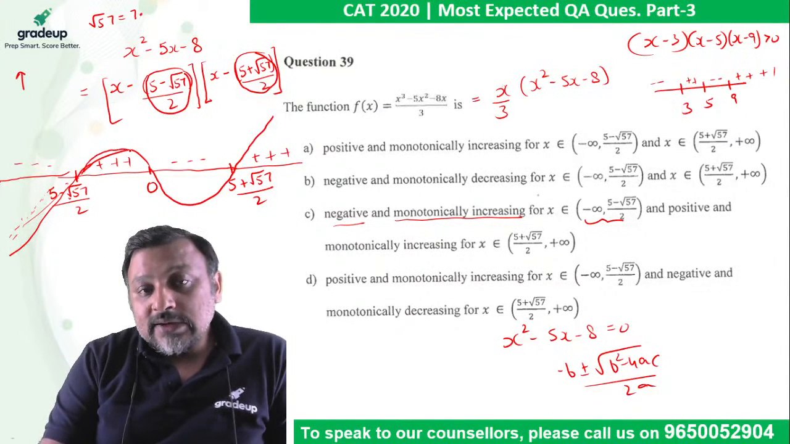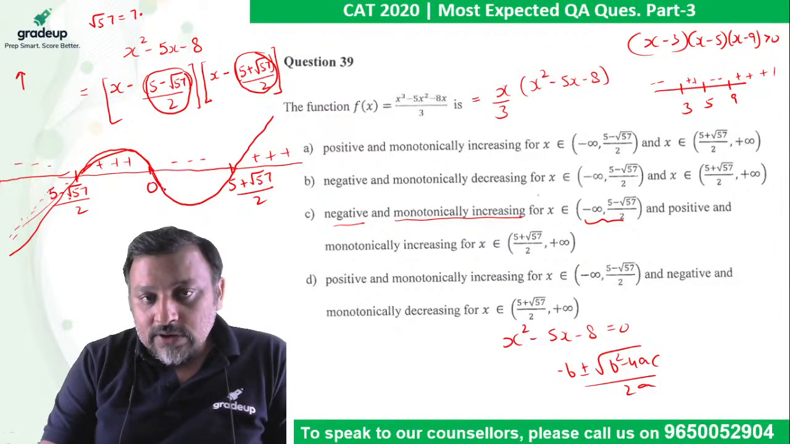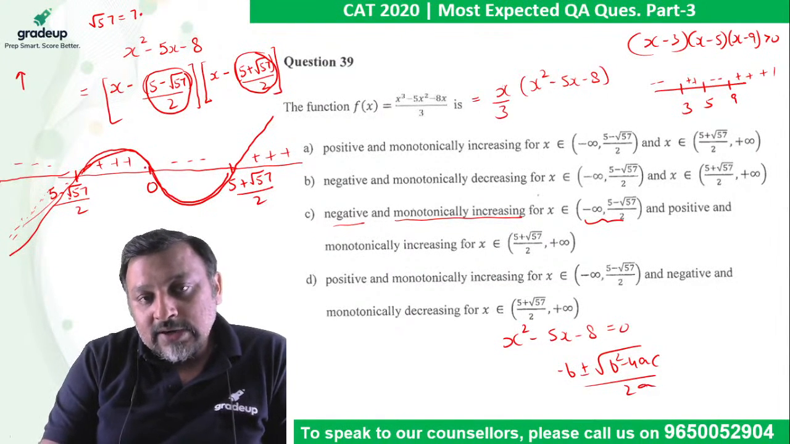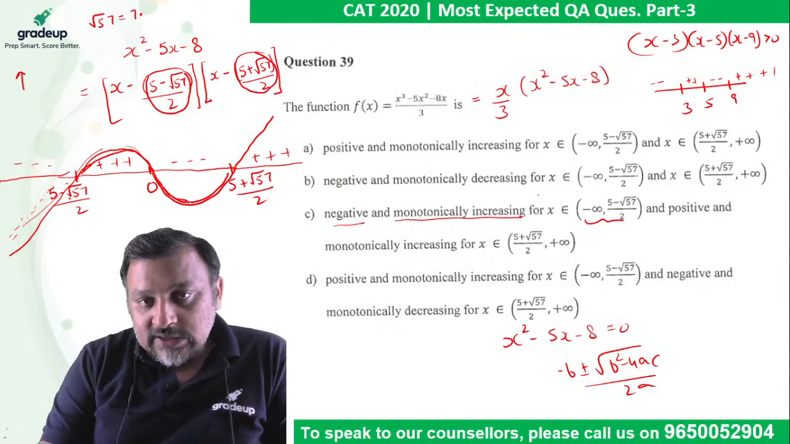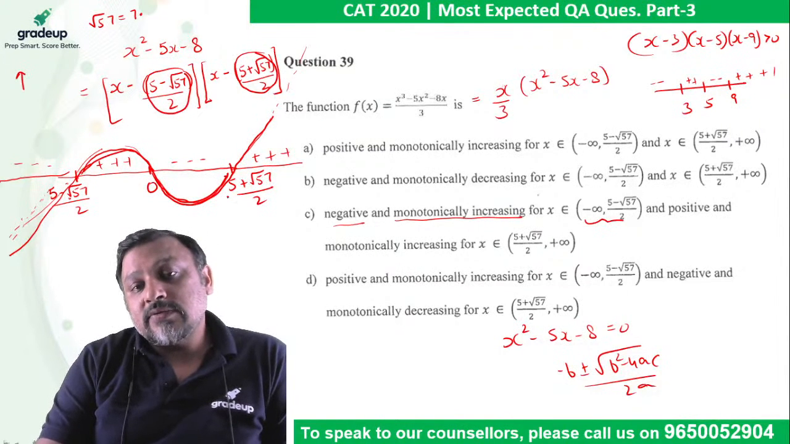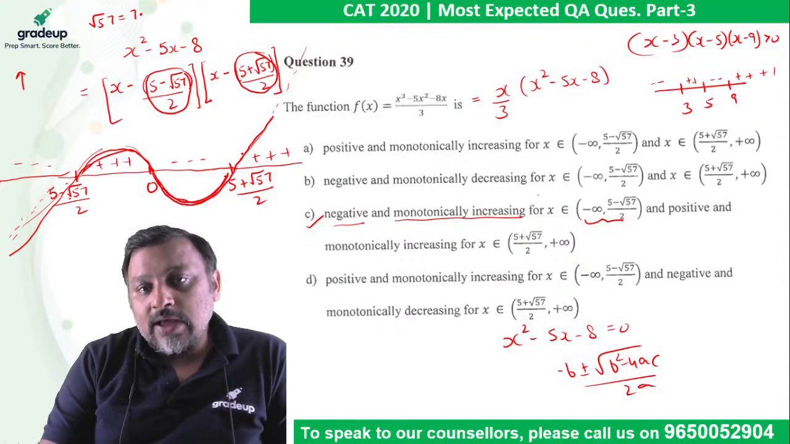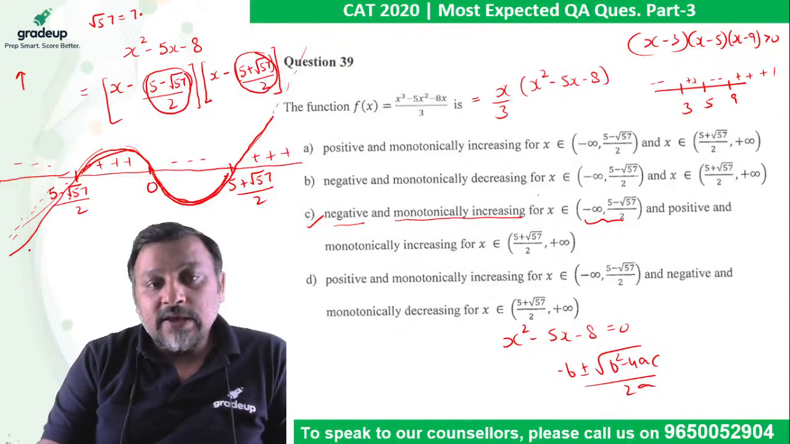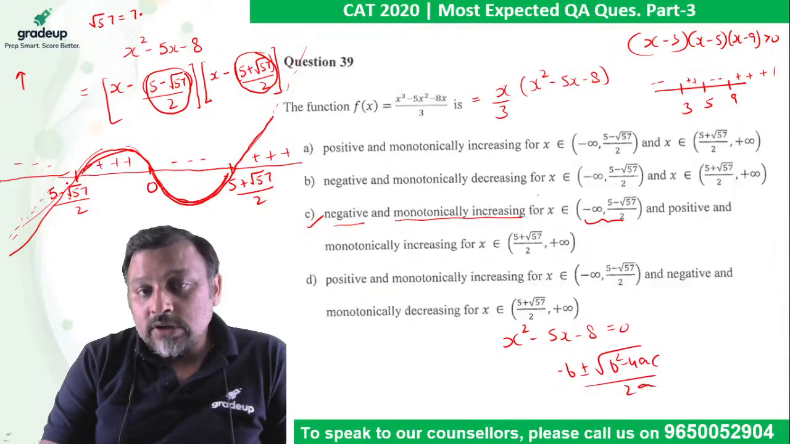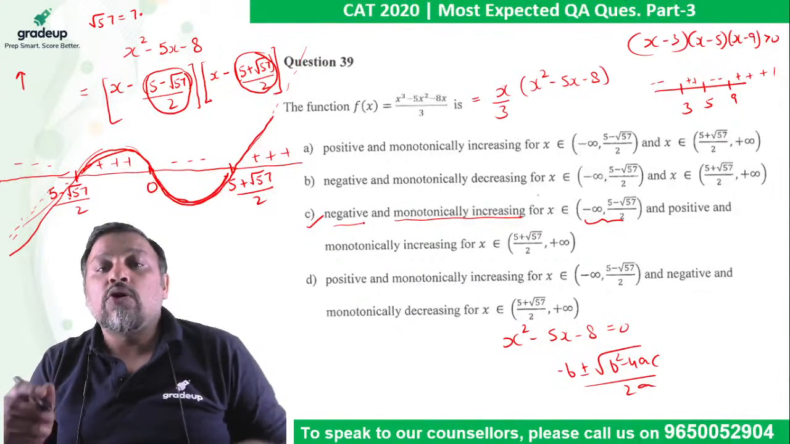Then in this region it is positive, negative. Now it is not monotonically increasing or decreasing. It is increasing, then decreasing, then increasing. But here again it is monotonically increasing. So here it is positive and monotonically increasing, and here it is negative but monotonically increasing. So it is option C.